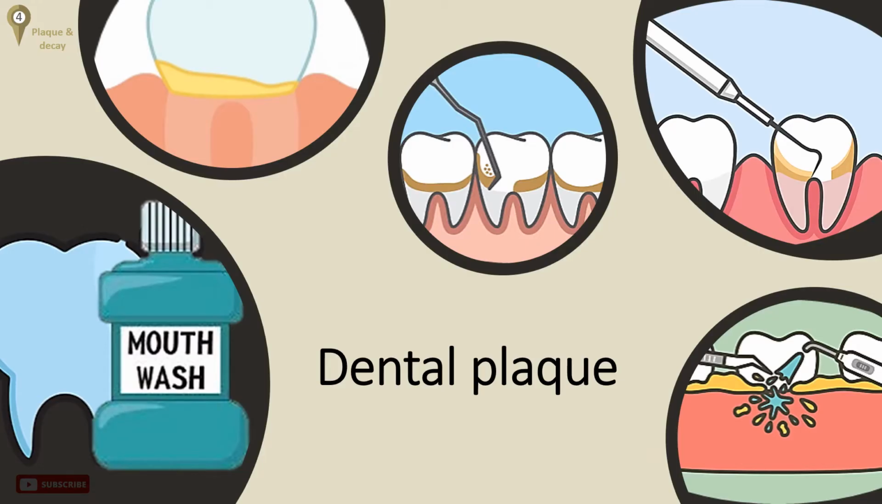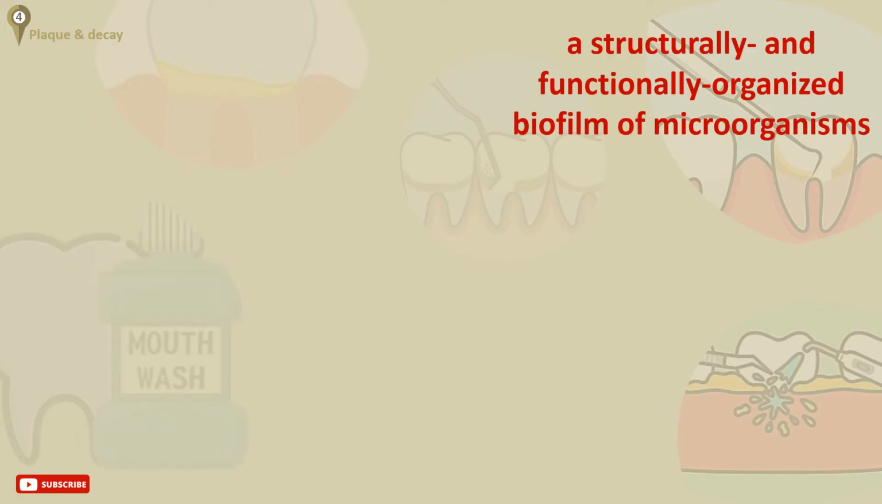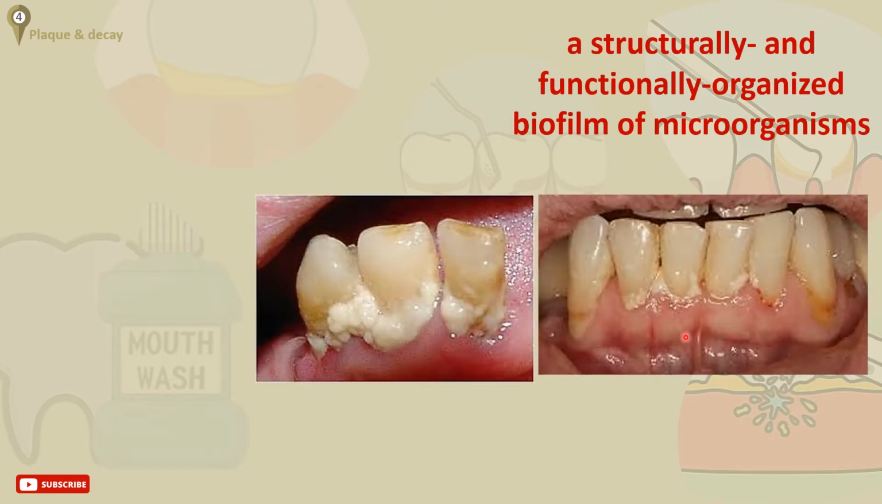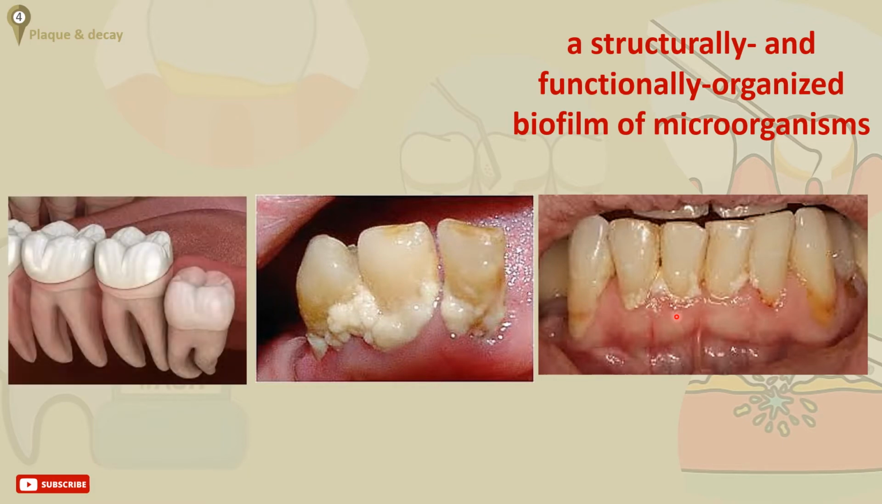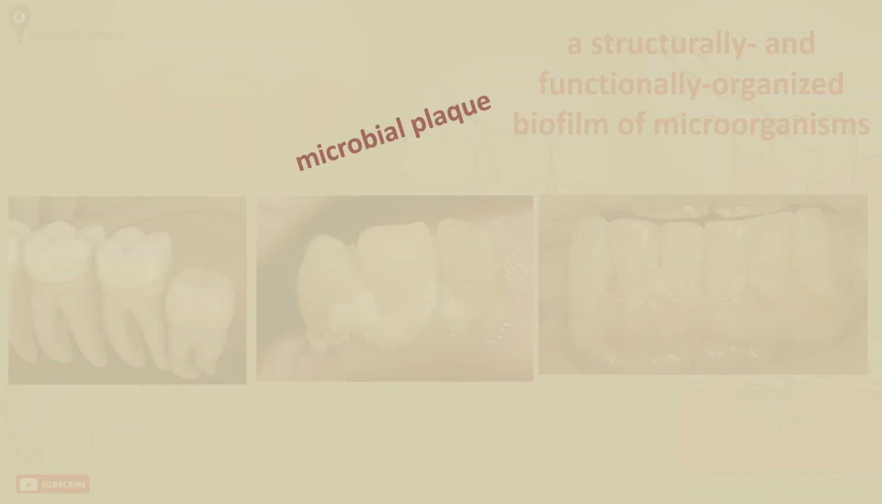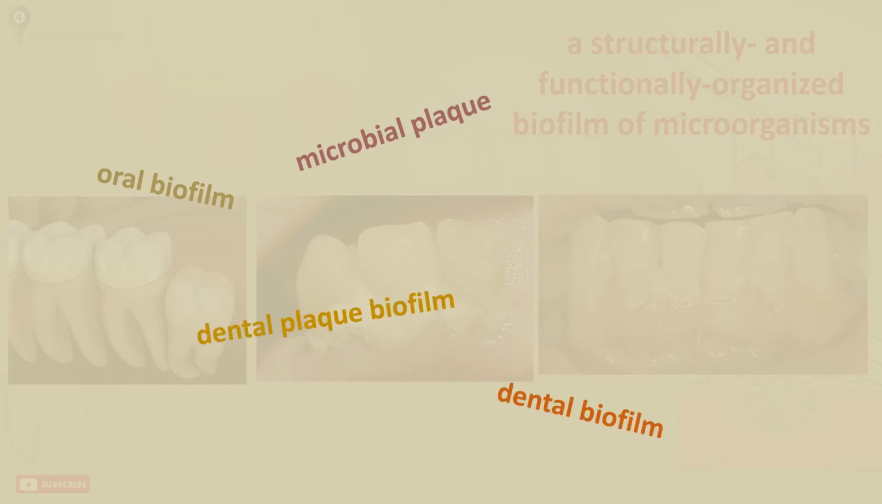Starting with the nature of the dental bacterial plaque. Dental plaque is a structurally and functionally organized biofilm of microorganisms, mostly bacteria, but also fungi. It can form between teeth, on the buccal or labial, and palatal or lingual surfaces of teeth, on occlusal surfaces, supragingival or subgingival. Dental plaque is also known as microbial plaque, oral biofilm, dental biofilm, dental plaque biofilm, or bacterial plaque biofilm.